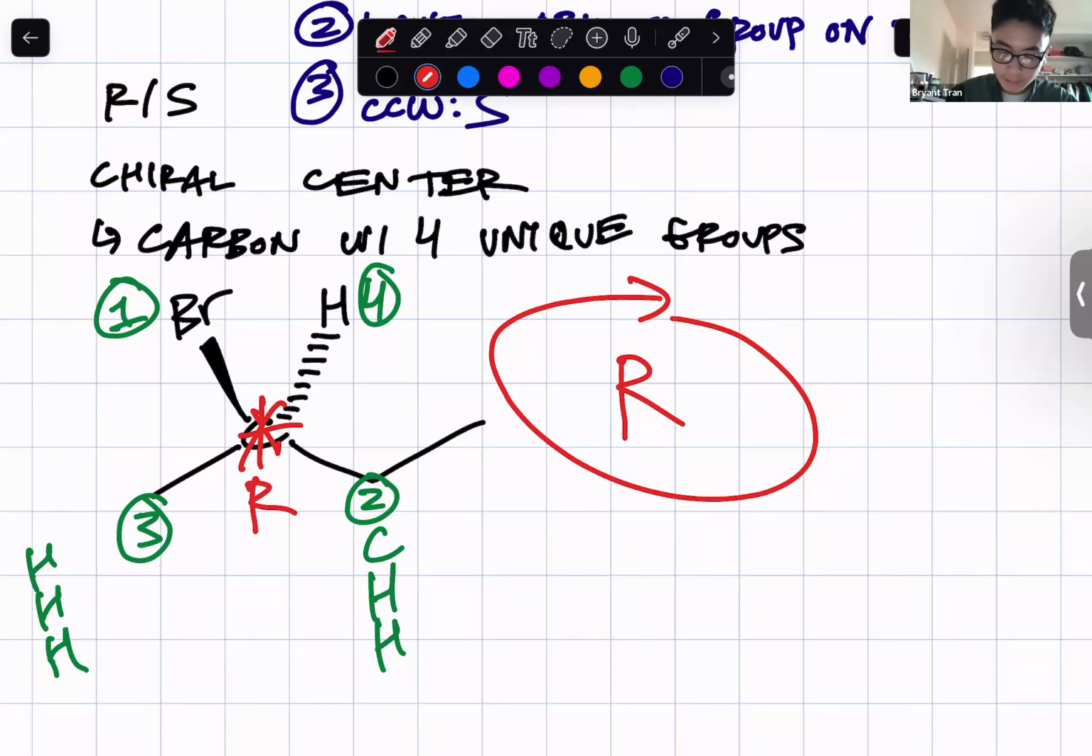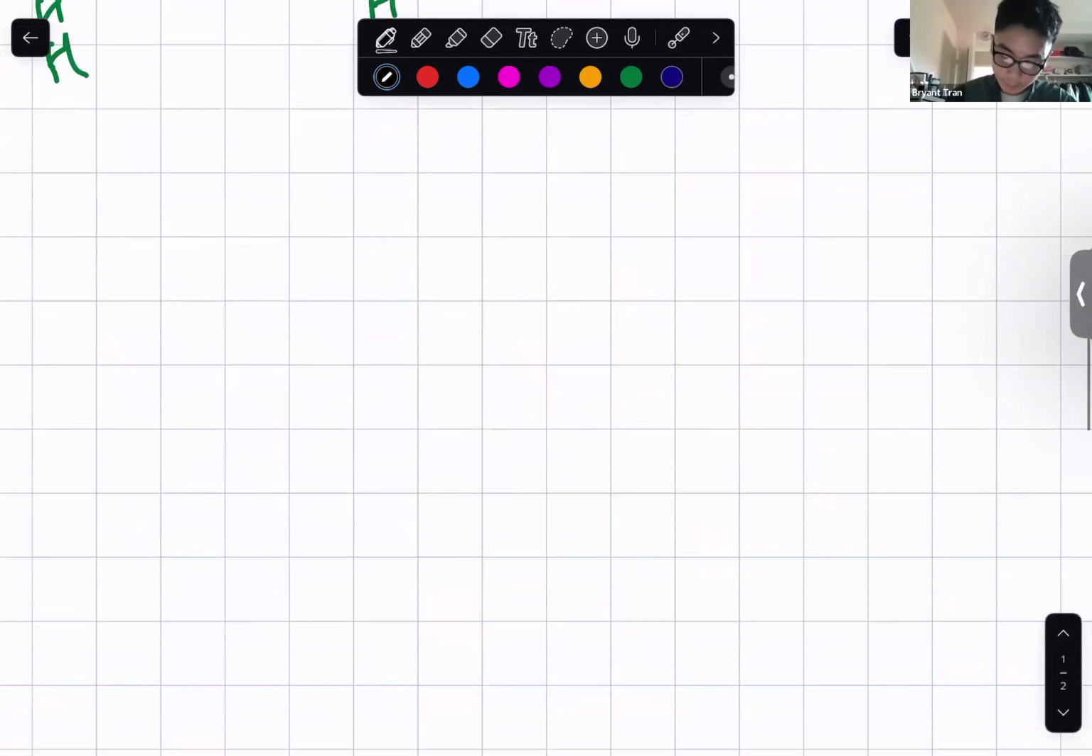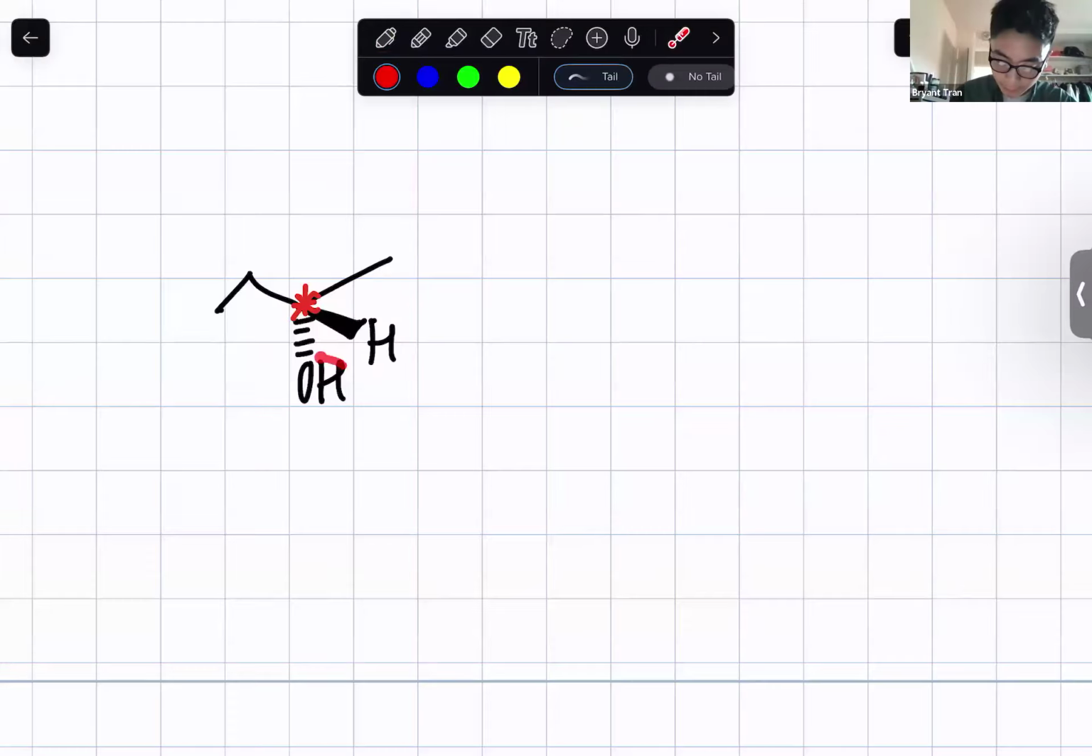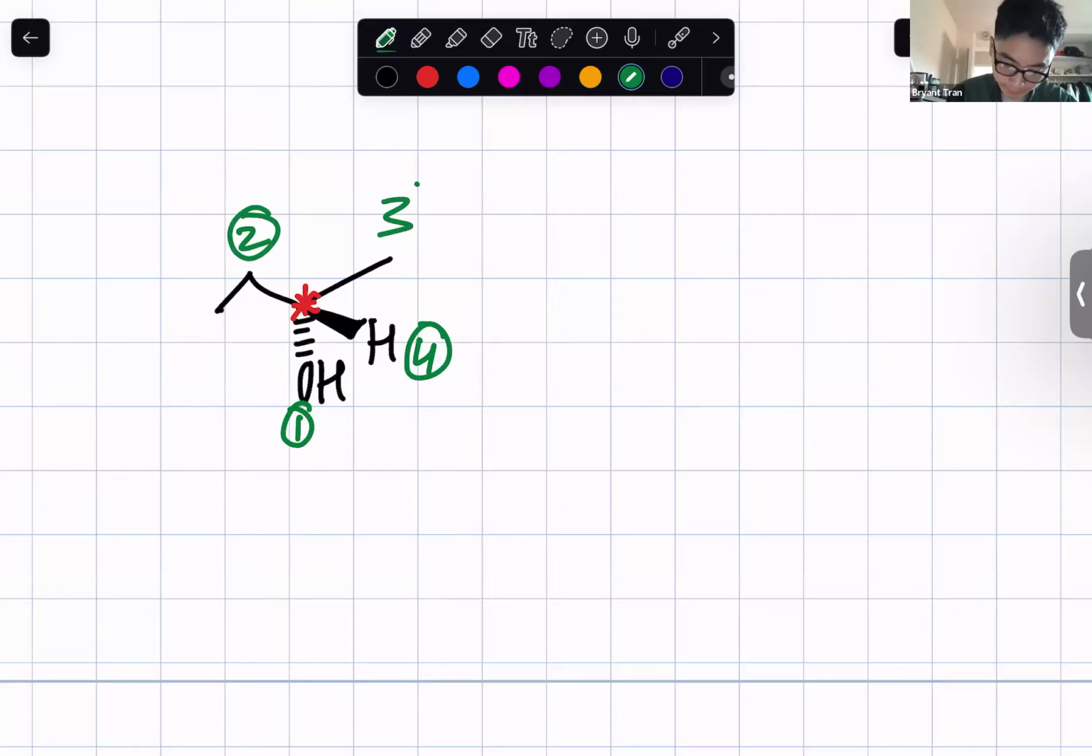Now, I'm going to give you an example of when the lowest priority group is not on the backside. For example, if we have something like this, right? Where we know that this carbon here, that is the red star, is a chiral center because there's four groups attached to it. This alcohol, this hydrogen, this methyl, and this ethyl here. So when we assign priority in terms of atomic number, this oxygen will be priority number 1, this hydrogen will be number 4, this would be number 2, this would be number 3, right?